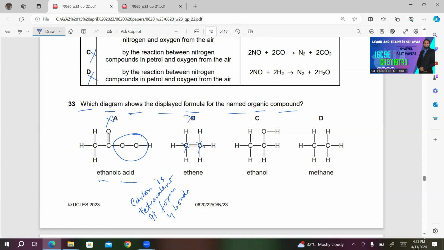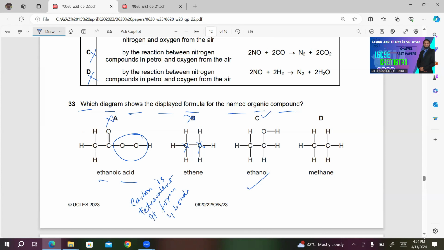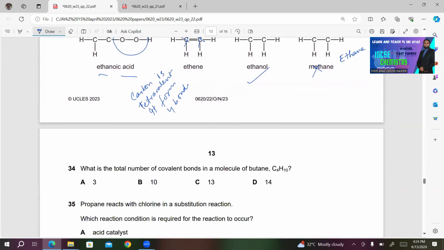C. This is ethanol. This looks correct to me. C must be the right answer. For your convenience, I am reading the last one. Methane. This is also incorrect. The reason is that this is the second member of alkane. Methane is the first member. So this is ethane. C is the right answer for 33.